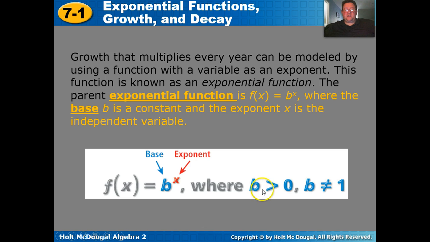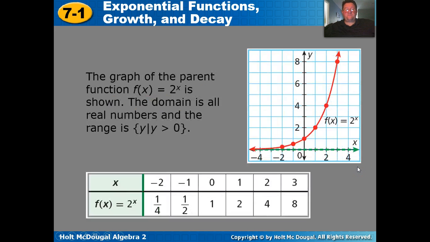For today's lesson, b is always going to be bigger than 0, and it is never going to equal 1, at least in today's lesson. Let's look at an example. Here is the graph of f of x equals 2 to the x power. That means for every time x increases, the exponent for 2 has increased. So in an exponential function like this, every time x goes up 1, we're going to multiply by another 2.